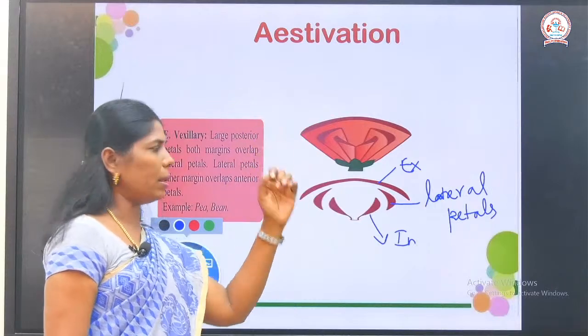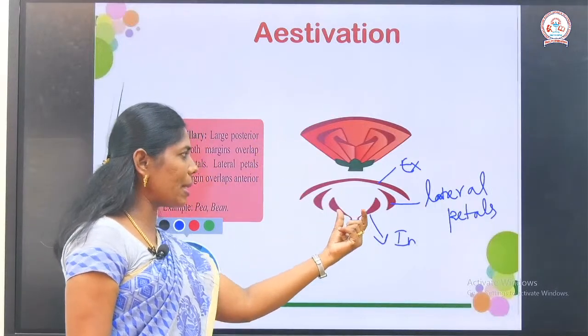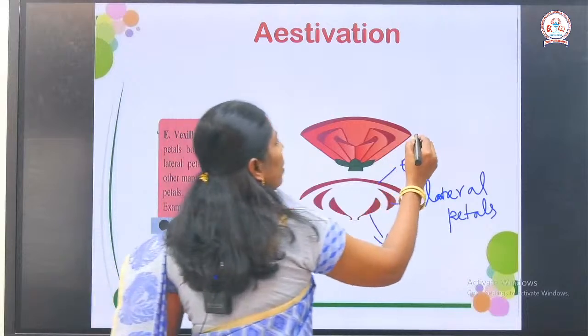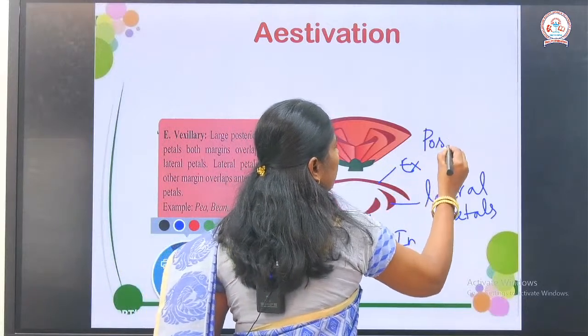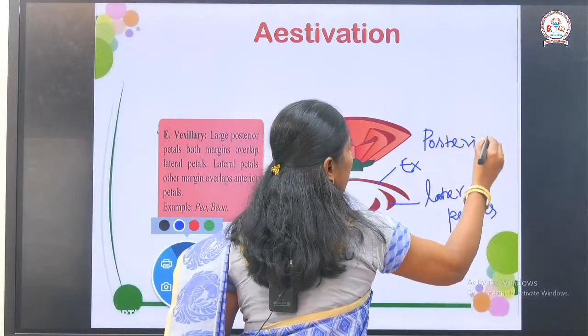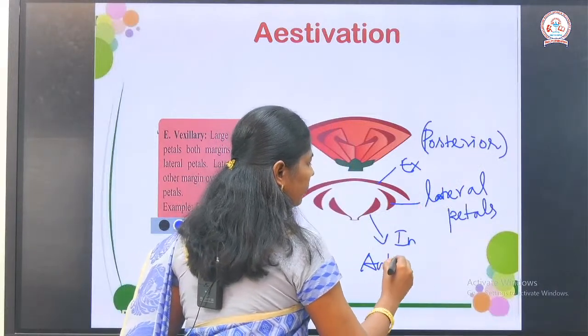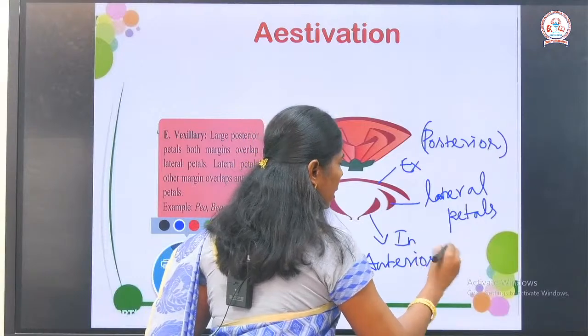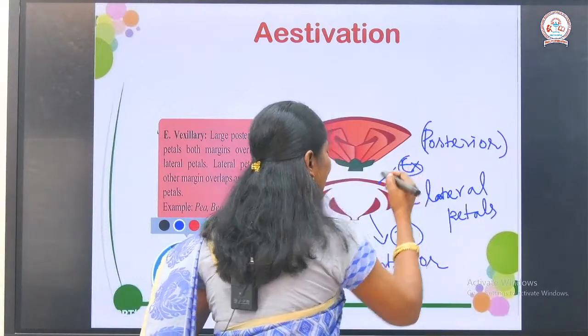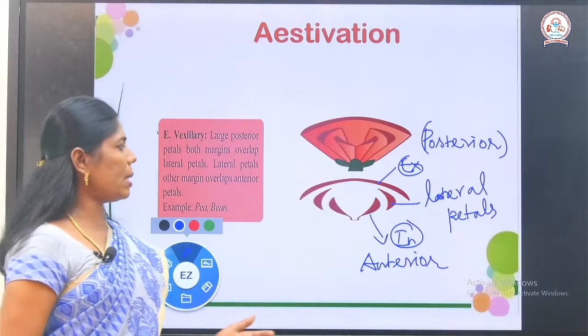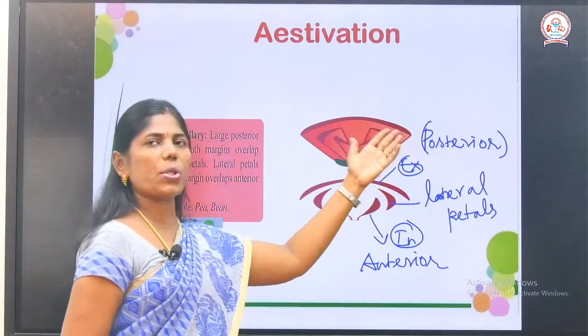petal. Another one we call interior, this is an anterior petal, this is your posterior, exterior, that is the posterior petals. This is anterior petals, this is your anterior, interior, that is, the one inside is called interior. So this is an anterior petal, that is a posterior petal.